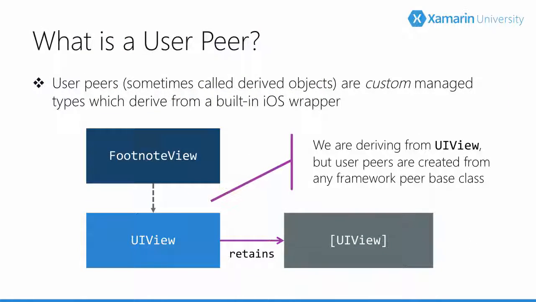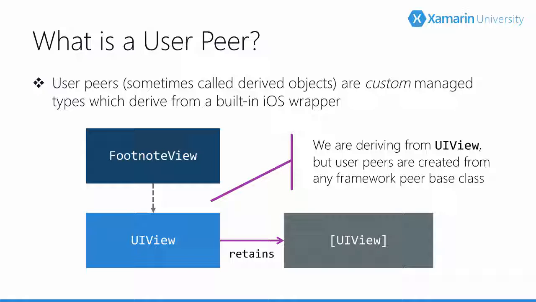Now, the second form of peer is called a user peer, and this one's a little bit different. This is where I have a custom managed object that's defined in my code base, which derives from a framework peer. And so here, notice that we're creating an object called FootnoteView that derives from UIView. And this UIView is obviously a framework peer. It's a class that exists in the Xamarin.iOS runtime, but FootnoteView is not. It's a custom object that I've declared that's deriving from UIView that adds in some sort of state on top of the UIView itself.